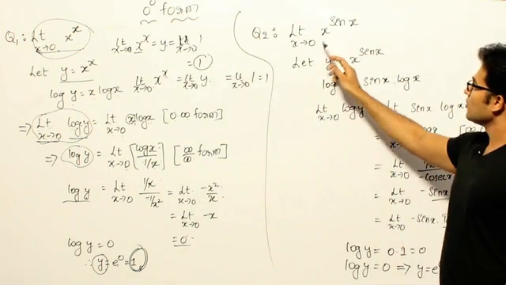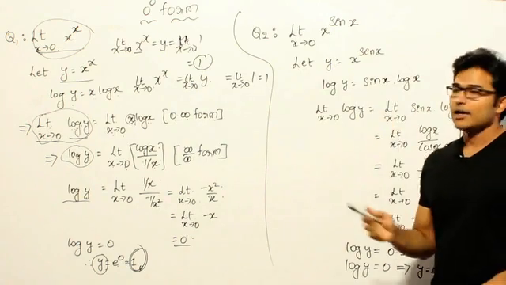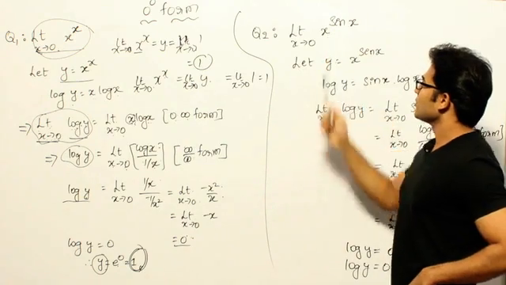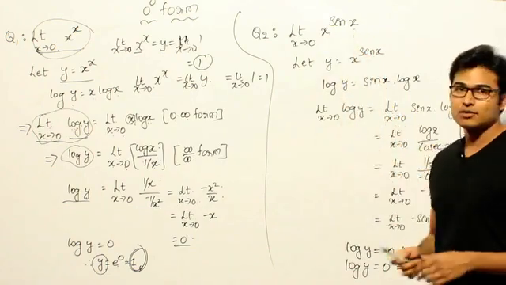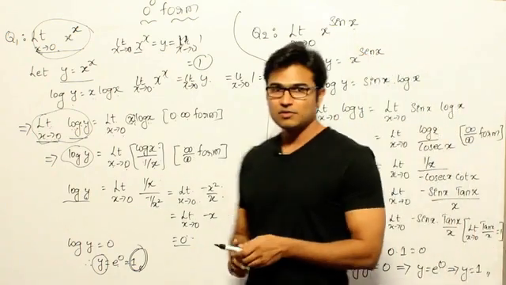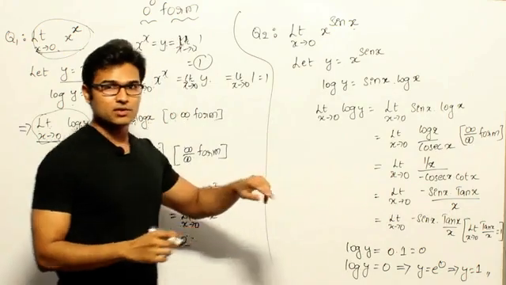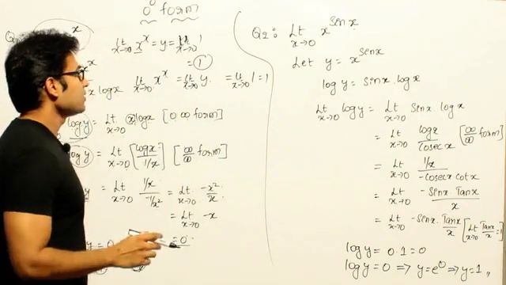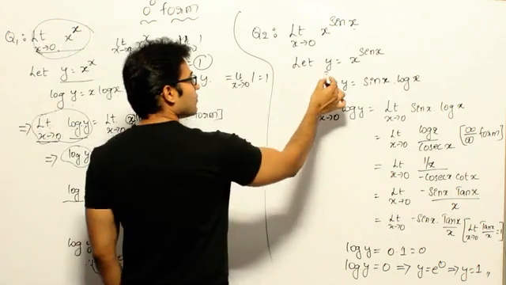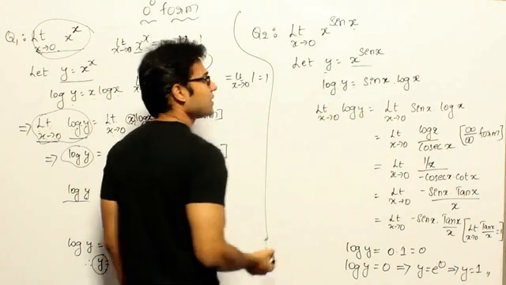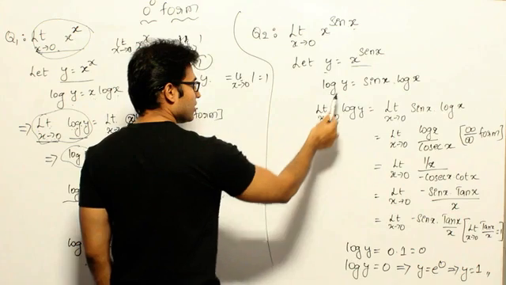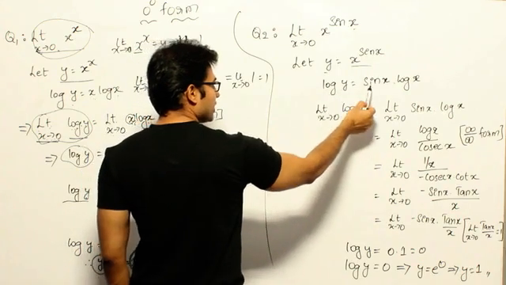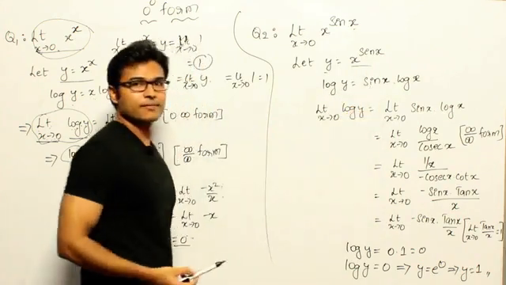Limit x tends to 0, x power sin x. Again, when you substitute x equal to 0 here, you are going to get 0 power 0. Again, it is in the form of 0 power 0. We want to convert it into either 0 by 0 or infinity by infinity form. For that reason, let us assume that y equals x power sin x. Now you try to apply logarithm on both the sides. Then log y equals sin x into log x, right?